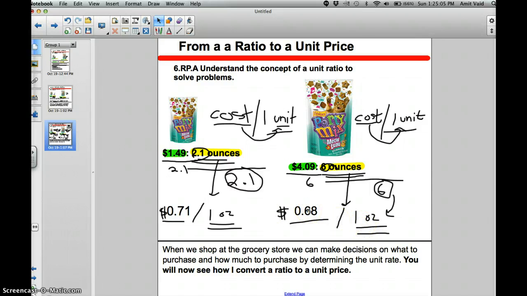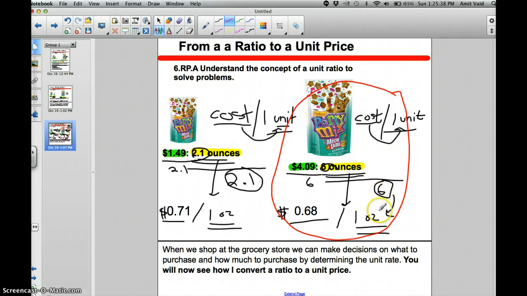Now I'm comparing 1 ounce with 1 ounce. It makes sense. Now I can truly compare and see which one is cheaper. For every ounce I am getting, I'm paying 68 cents per ounce when I buy the 6 ounces for $4.09. Whereas if I buy 2.1 ounces for $1.49, each ounce is costing me 71 cents. It is actually cheaper to buy this bag because when we compare 1 ounce with 1 ounce, 68 cents per ounce is cheaper than 71 cents per ounce.